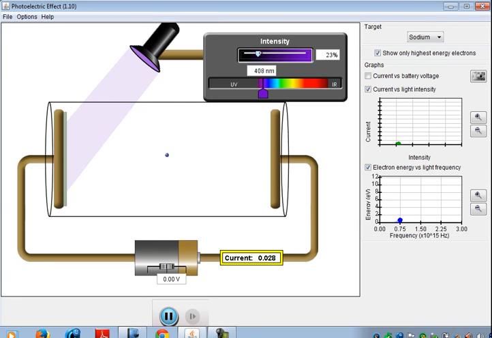So here I'll crank up the intensity of the violet laser. Same kinetic energy of ejected electrons, but a lot more of them ejected per second.